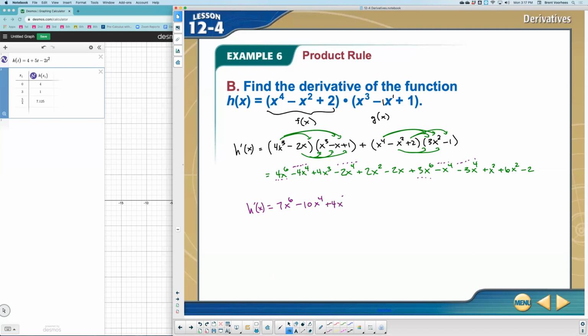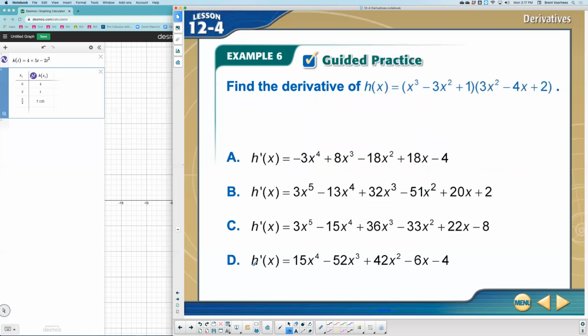Plus 4x to the third. I do have some squareds. I have a positive 2x squared here. There's another one that makes 3x squareds. Add that one in, we have 9x squareds. Minus 2x and a minus 2. And I believe that's all my terms. So that would be my derivative. Quite a derivative there.